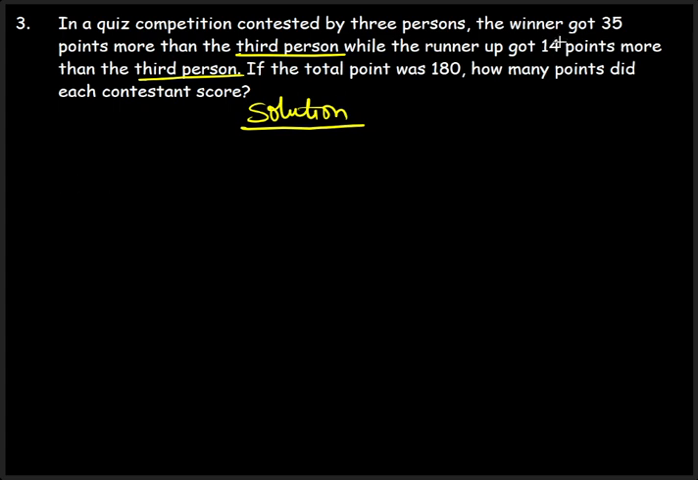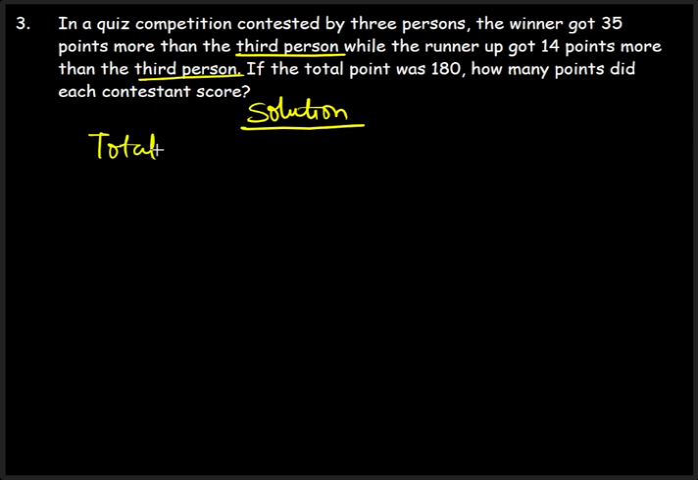If you check this question well, you see that the winner's point depends on the third person because he got 35 points more than the third person, and the runner-up, which is the second position, got 14 points more than the third person. So the winner's point and the runner-up's point depend on the third person. So what do we do here? If the total point is 180, we can start with that.